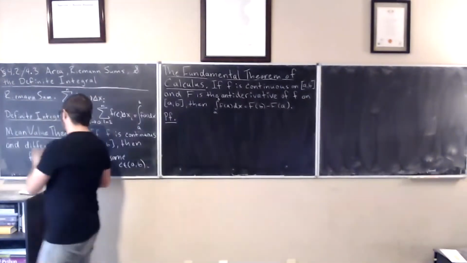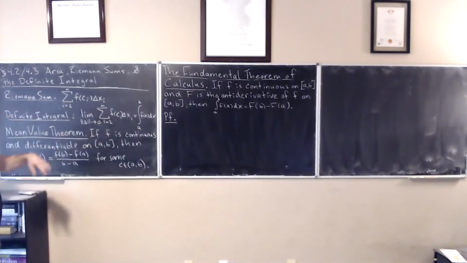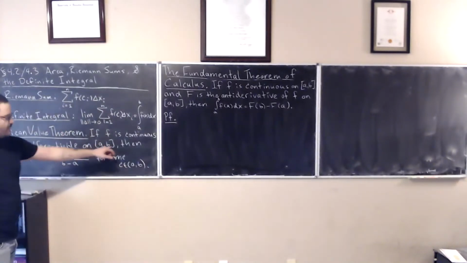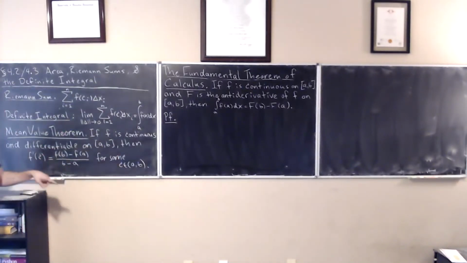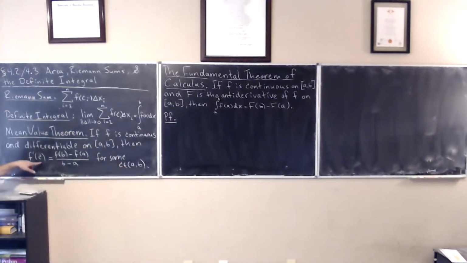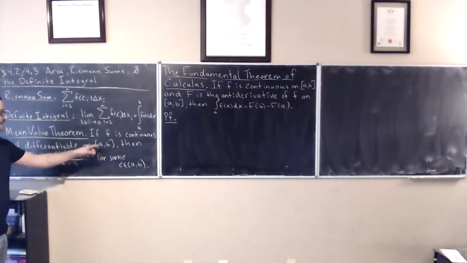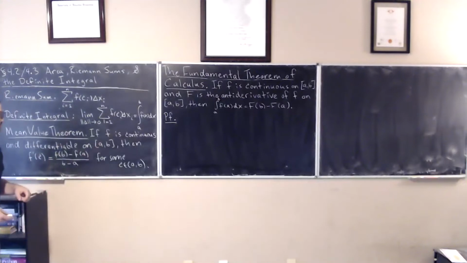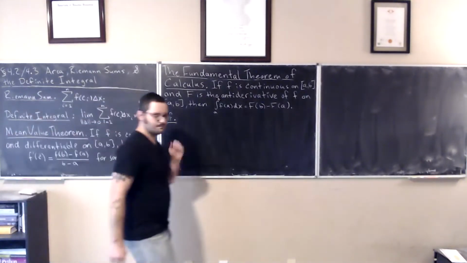Then we have the mean value theorem, which states that if f is continuous on [a, b] and differentiable on (a, b), then for some c in the open interval (a, b), the derivative's value at c is equal to the slope of the line connecting the points (a, f(a)) and (b, f(b)).